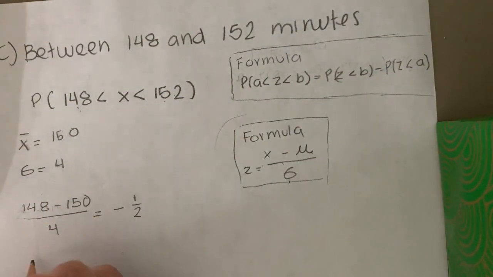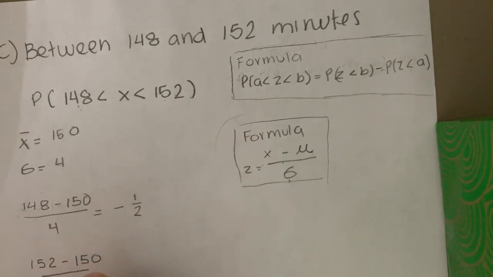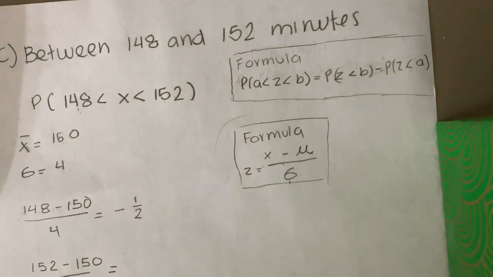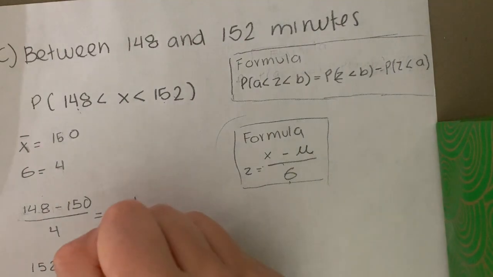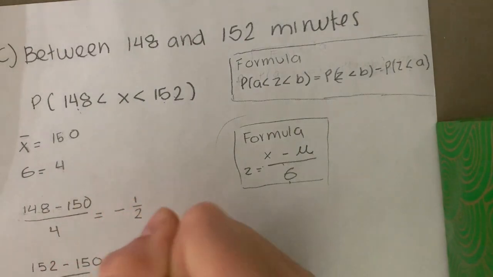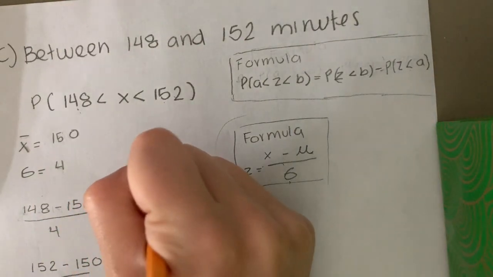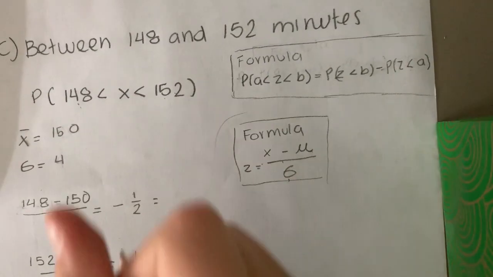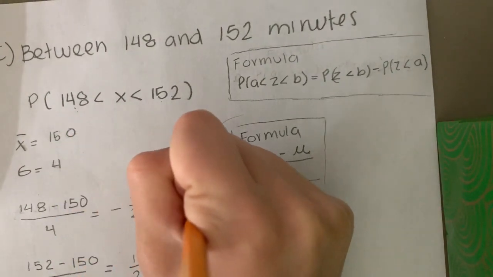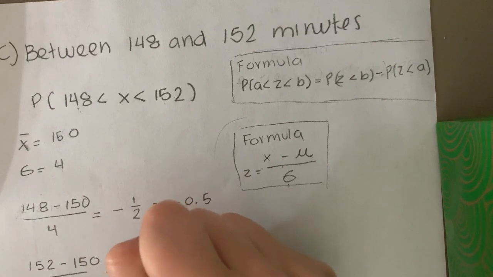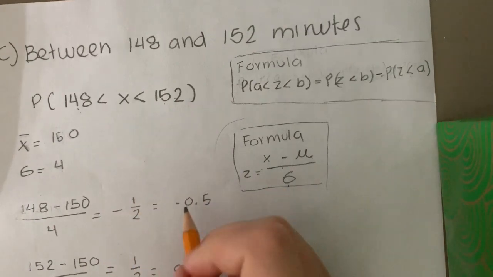Next up, your next probability, 152 minus my mean divided by 4 equals, plug it in the calculator, and it's 1/2. You're going to translate this to decimals. So it's minus 0.5 and 0.5.